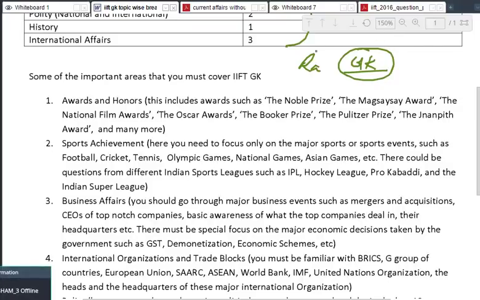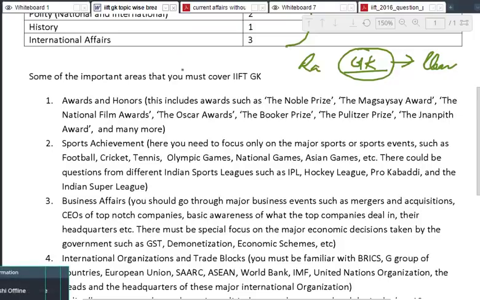Correct. So my point is that if you know that GK is your weak link, then try to clear the cutoff. But if you think it is your strong point, then try to score. And if you can't score in GK, just try to clear the cutoff and try to score in some other section. All kinds of people get calls. It all depends upon what your strong point is.